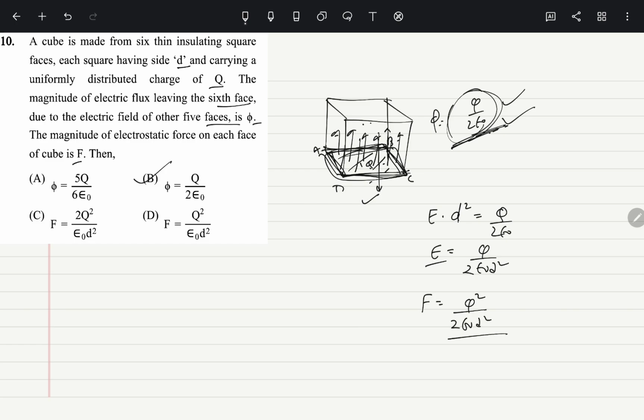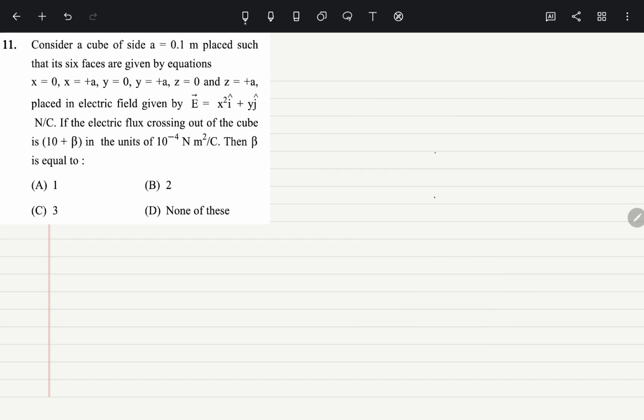This does not match with any other option, so that's why C and D are not correct. But this is the force, right? So the answer of this question is B only. Correct? So let's move to the next question now.